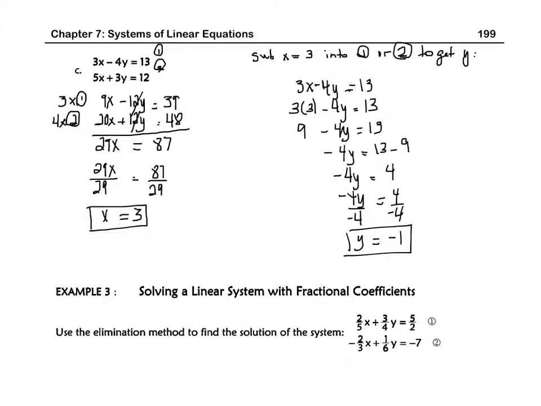And I want to just quickly check. 3 times 3 is 9. Minus 4 times negative 1 is going to be plus 4. 9 plus 4 is 13, so it works in the first equation. And then check in the second equation. 5 times 3 is 15. 15 plus 3 times negative 1 is negative 3. 15 take away 3 is 12, so it works in the second equation.